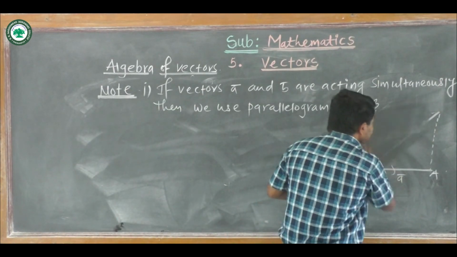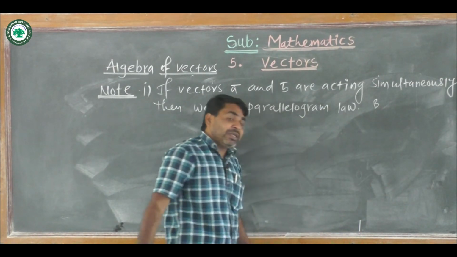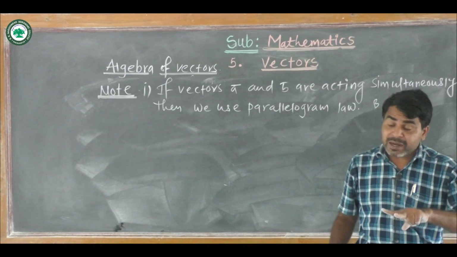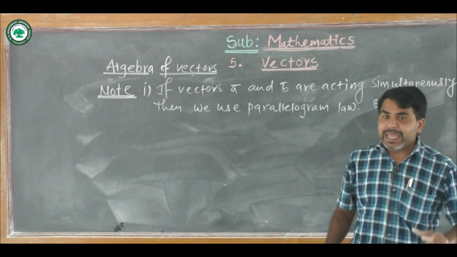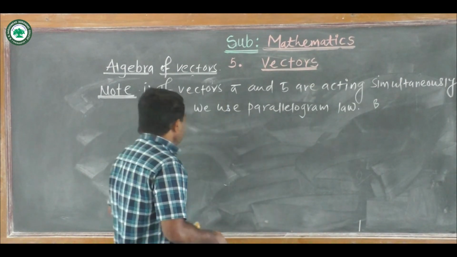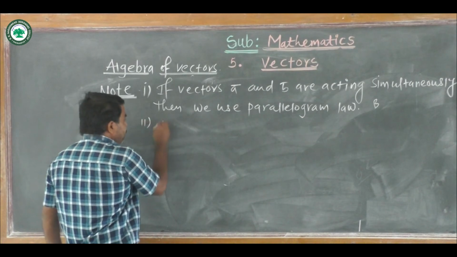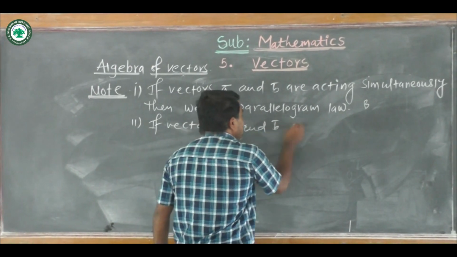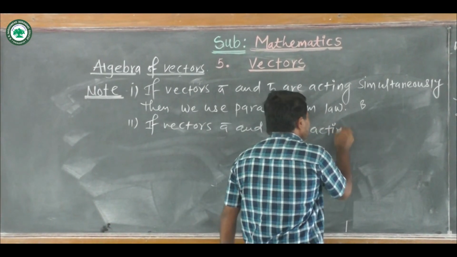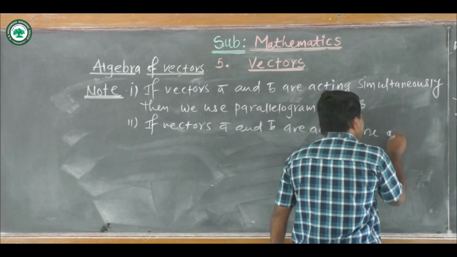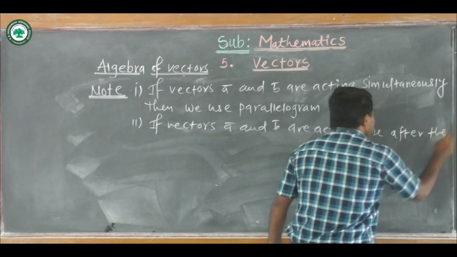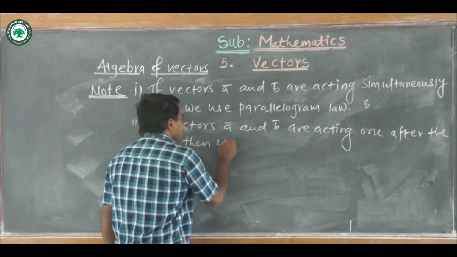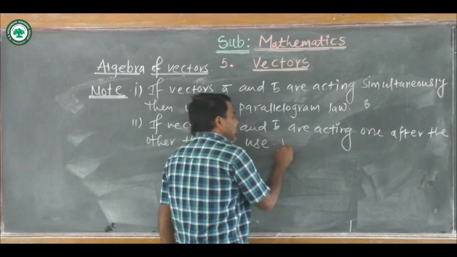Similarly, we can use the triangle law if two vectors A bar and B bar are acting one after the other. If vectors A bar and B bar are acting one after the other, then we use the triangle law.